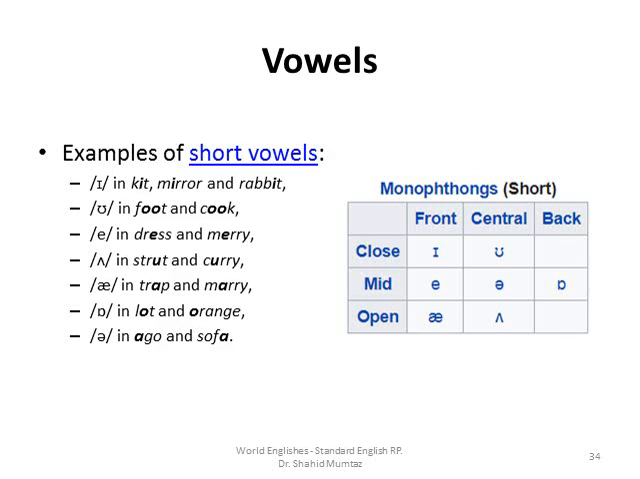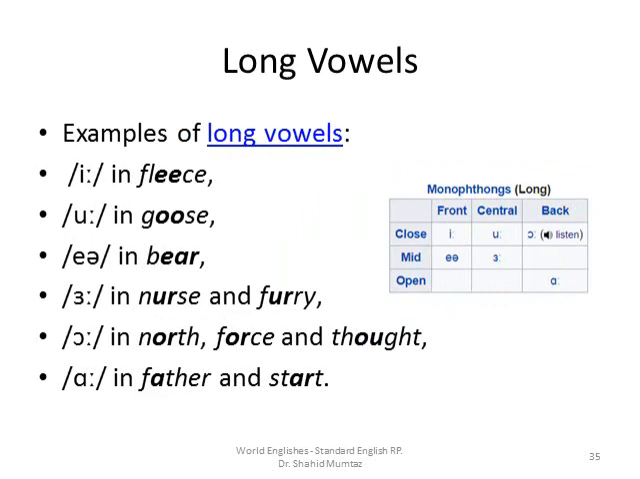You can see this in the table here as well. And examples of long vowels, like I as in fleece, U as in goose, ear as in beer. So they are monophthongs, long vowels, and R as in nurse and furry, and O as in north and force and thought, and A as in father and start. So these are some of the examples of long vowels in RP.